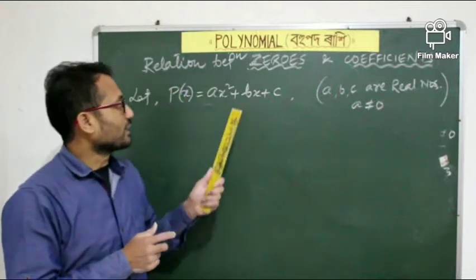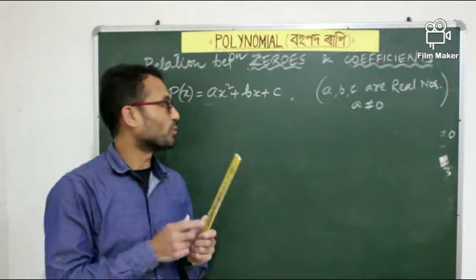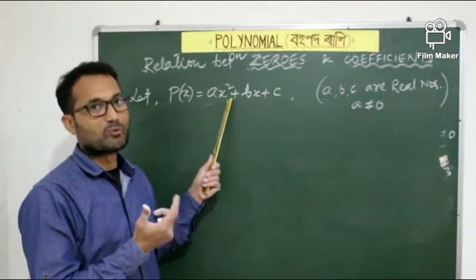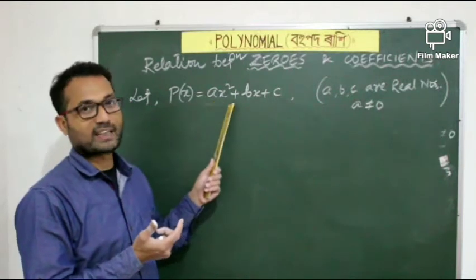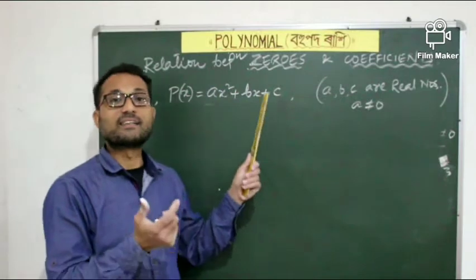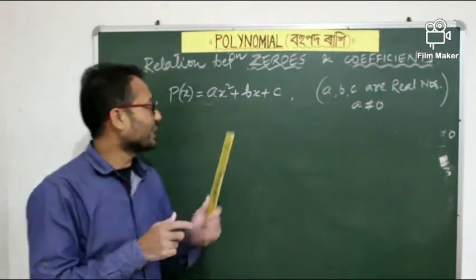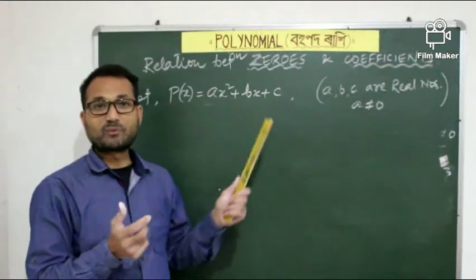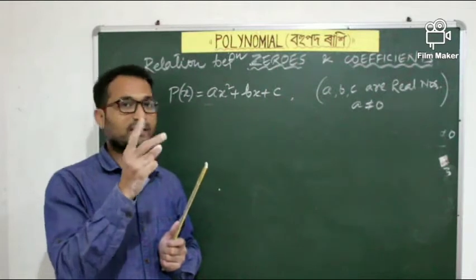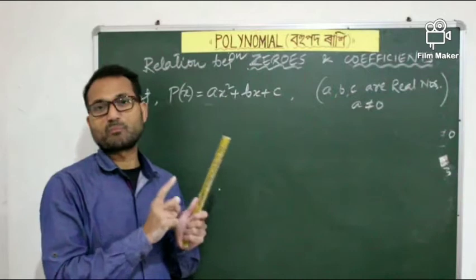Okay. You know what a coefficient is. Still I am telling you that here a is the coefficient of x squared, b is the coefficient of x, and c is the constant. We know that a quadratic polynomial can have at most two zeros. There can be a maximum of 2 zeros of a quadratic polynomial.